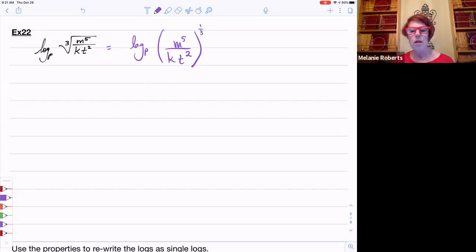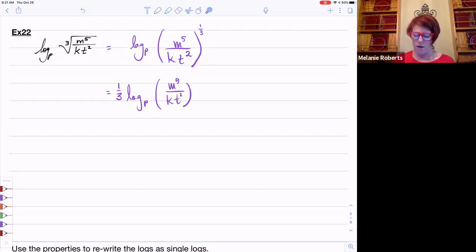So now look at the overall operation and ask yourself, am I taking the log of a product, a quotient, or a power? And we would say that the overall operation is a power. So let's use our power rule. That power is going to come out to the front. So this is going to be log base p, but we're going to move our power out to the front times 1/3 of the fraction m to the 5th divided by k times t squared.